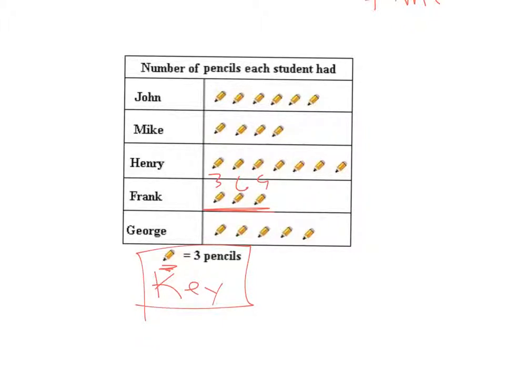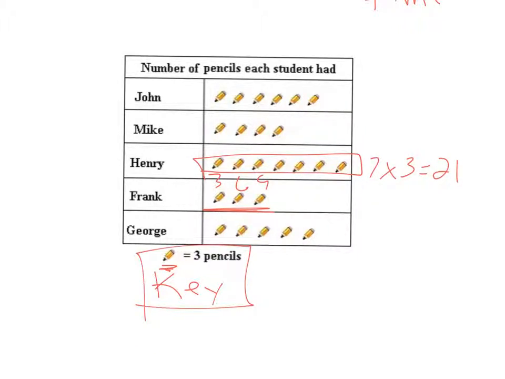Then I could also ask you a question and say, who has the most pencils? Well, you can see that Henry has the most pencils. He has the most pictures. And I can do, let's see here, he's got 1, 2, 3, 4, 5, 6, 7 pictures. So that'd be 7 times 3 pencils each would be 21 pencils.